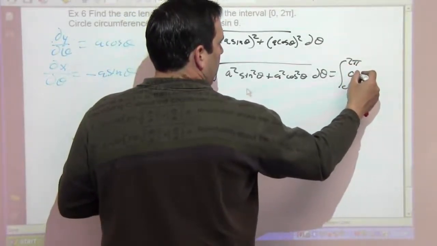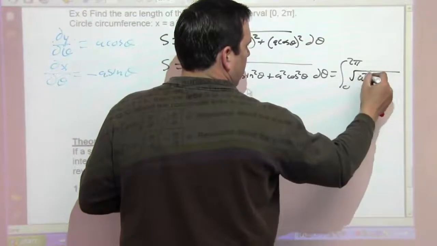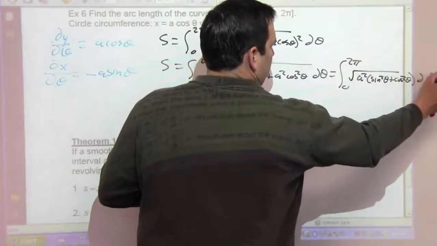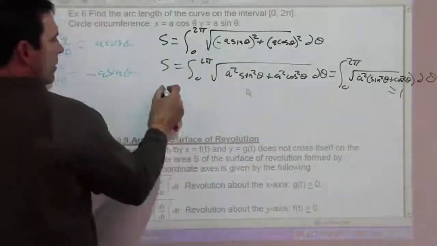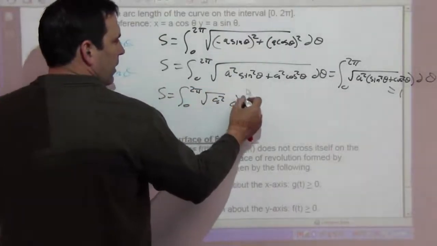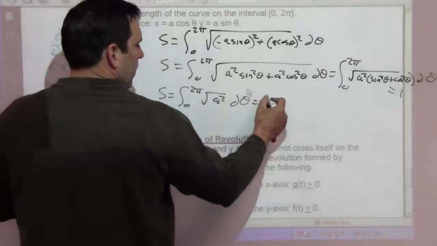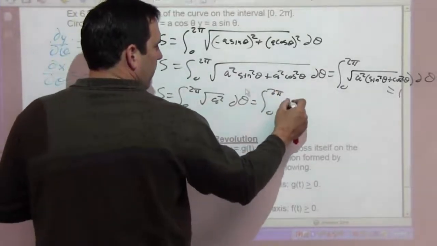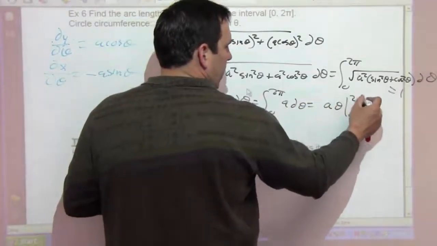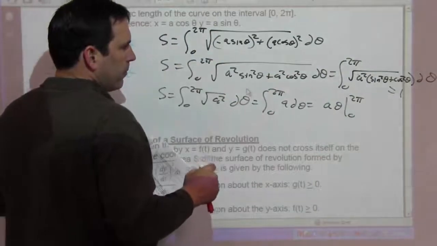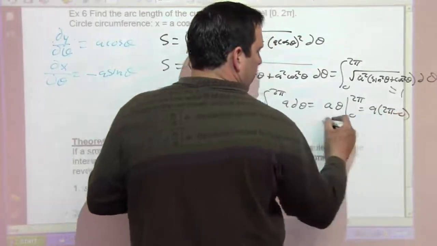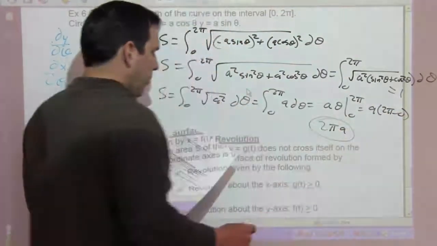So it's going to be the square root of a squared times sine squared theta plus cosine squared theta d theta, and of course this is just 1, that part. So S would be the integral from 0 to 2 pi of the square root of a squared d theta. So it's going to be the integral from 0 to 2 pi of a d theta, which will become a theta from 0 to 2 pi, which is a times 2 pi minus 0, or 2 pi times a, where a is the radius.